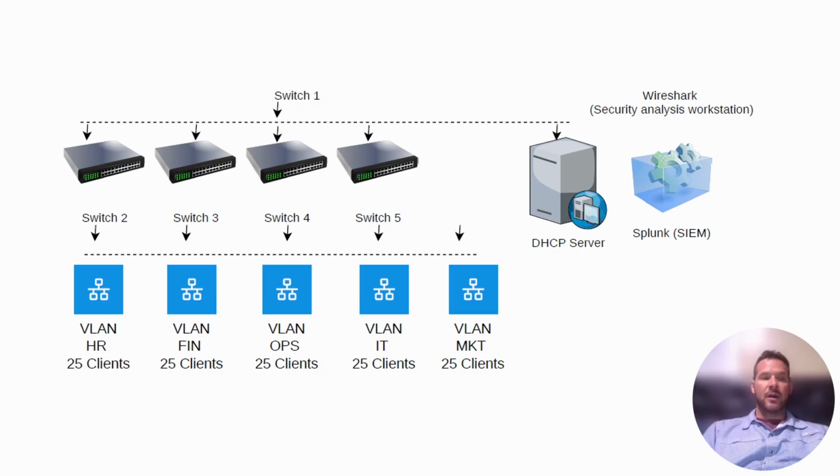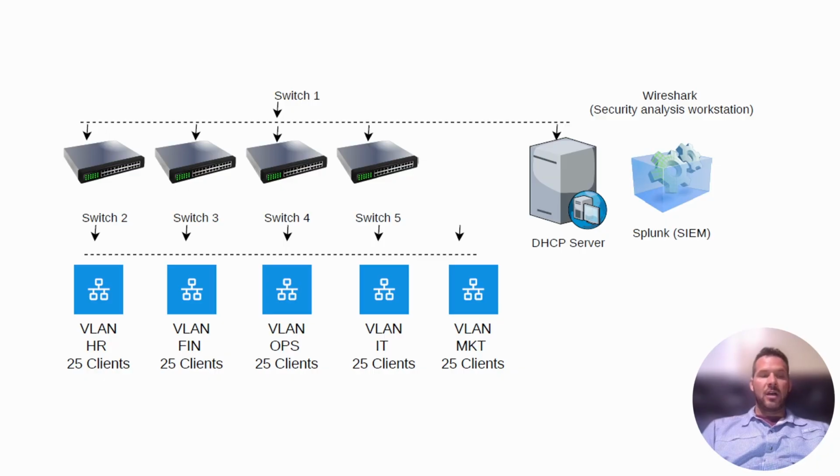These switches connect to these other departmental VLANs: human resources, finance, operations, IT, and marketing. Each VLAN is segmented to prevent lateral movement, meaning that a compromise in one department does not automatically spread to others. Each department contains at least 25 client systems, and segmentation is enforced using VLAN configurations at the switch level. Also connected to the internal network is the DHCP server here, which dynamically assigns IP addresses and network configurations to devices, ensuring efficient and consistent connectivity.